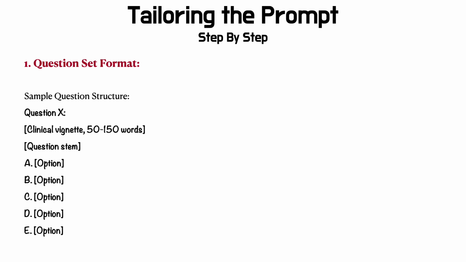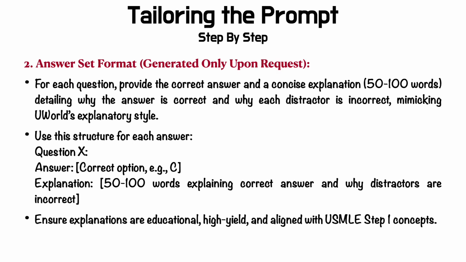And then question set format is like this. You will present it in the prompt, and then in the answer set format, like when you have solved the question set, then you need the answer set to check whether you are right or not, right? So it is generated only upon request, and for each question provide the correct answer and a concise explanation detailing why the answer is correct and why each distractor is incorrect, mimicking UWorld's explanatory style, right? So this is the structure for each answer, and you have to ensure that explanations are educational, high yield, and aligned with USMLE Step 1 concepts. This is all the prompt. These all paragraphs are a single prompt that you have to say.